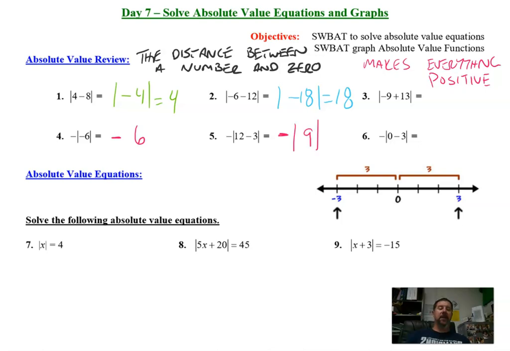So same thing on the next one here, that negative is going to stay in front of the absolute value. I'm going to do 12 minus 3, which is 9. Again, the absolute value of 9 is 9. It just makes everything positive, but the negative's in front, so then it becomes negative 9. Okay, so if there was no negative, the absolute value of 9 would just be 9. Because of the negative in front, I get negative 9.